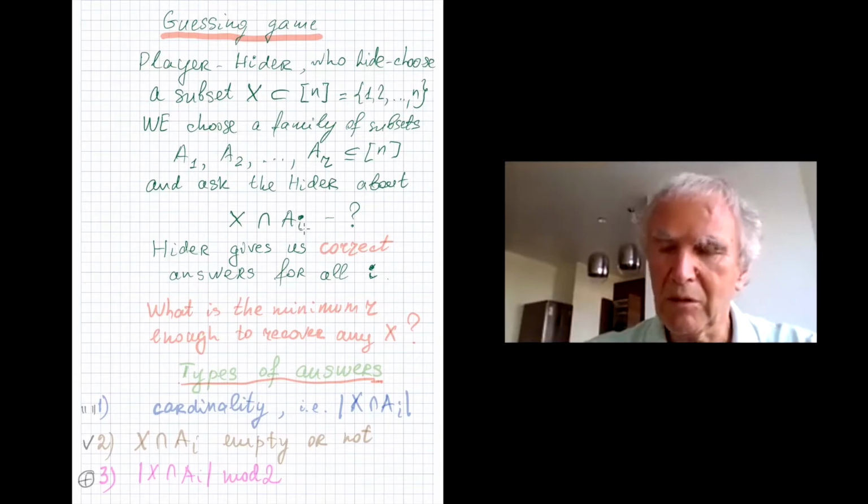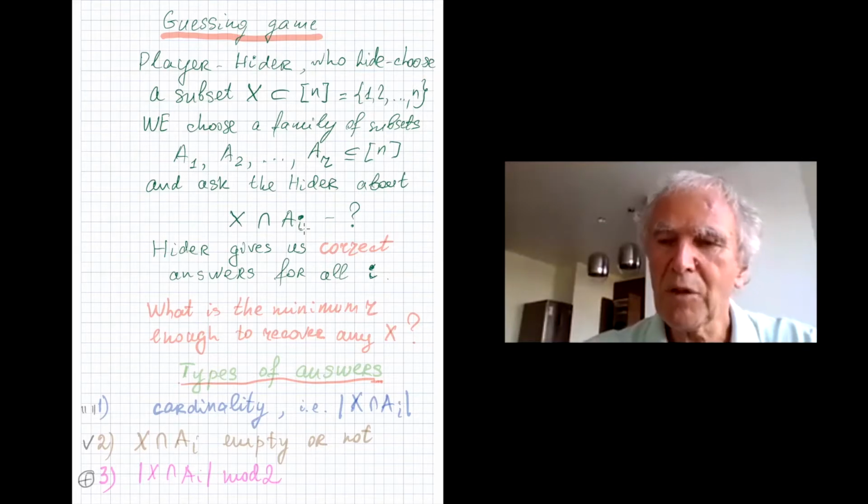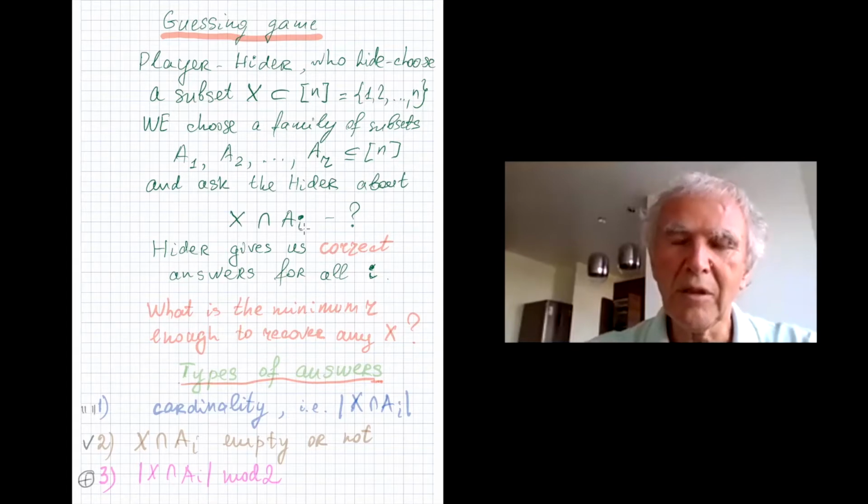But until the end of the talk, we assume that the hider is an honest person and he never lies. So then the question: what is the minimal number of questions which is enough for us to recover any hidden set X? Of course, it depends on what type of answers the player will give to us.